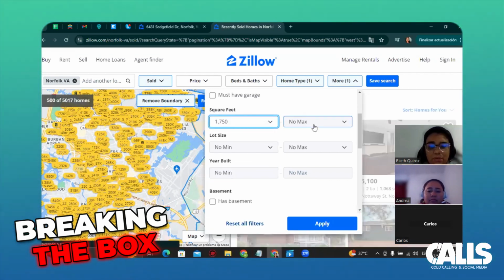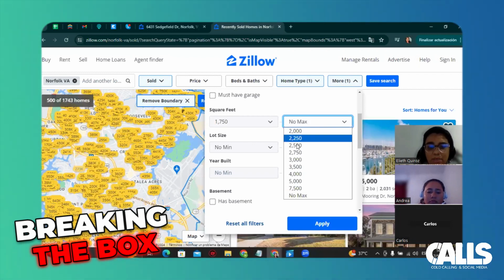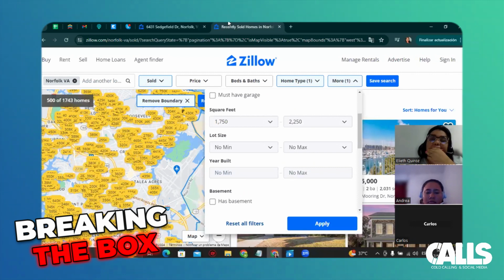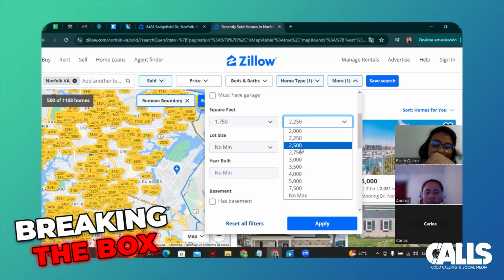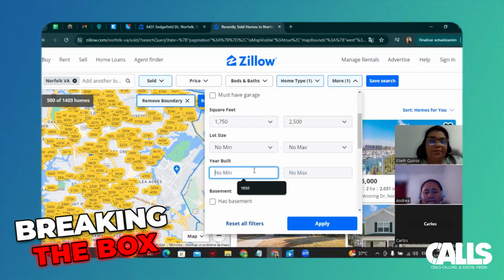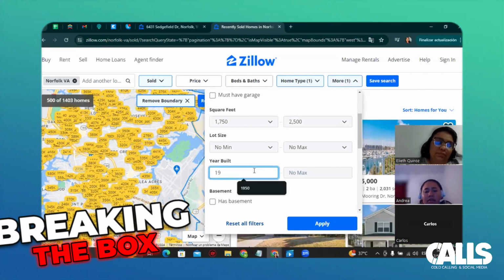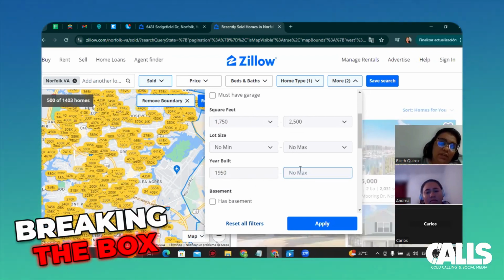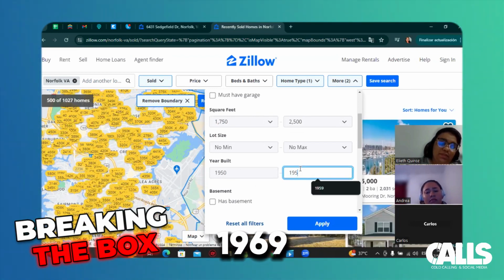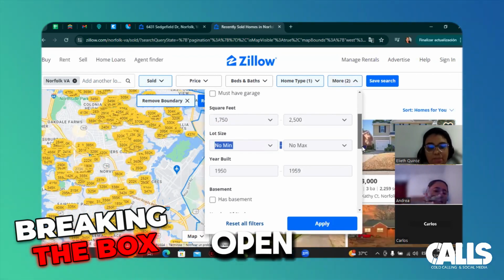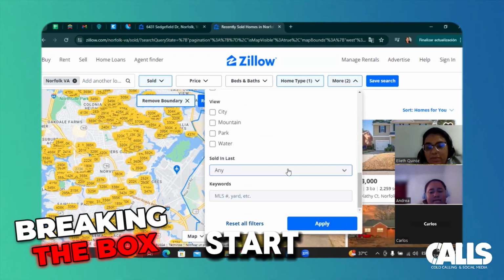Let's go 300 above and 300 below. Year built, 1951 I think it was. Yeah. So we're gonna do 1950 and we're gonna do 1959. Some people do more, open up a little bit more, but to start, we're gonna go there.